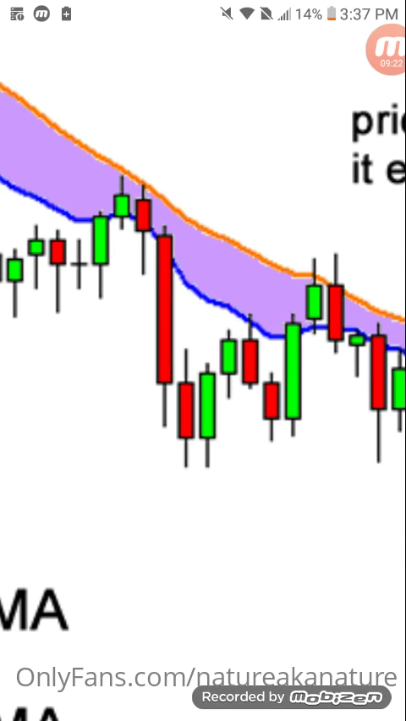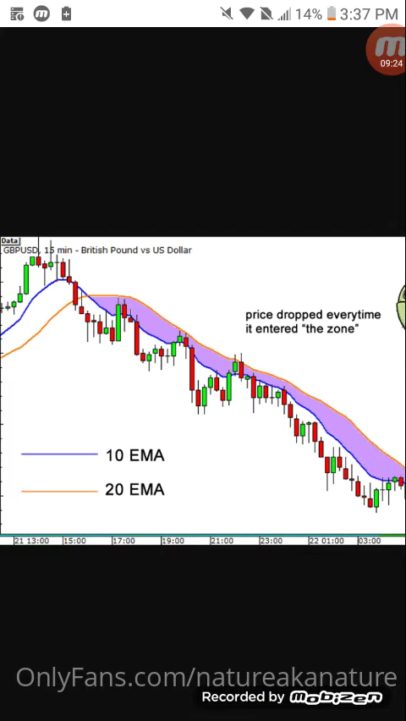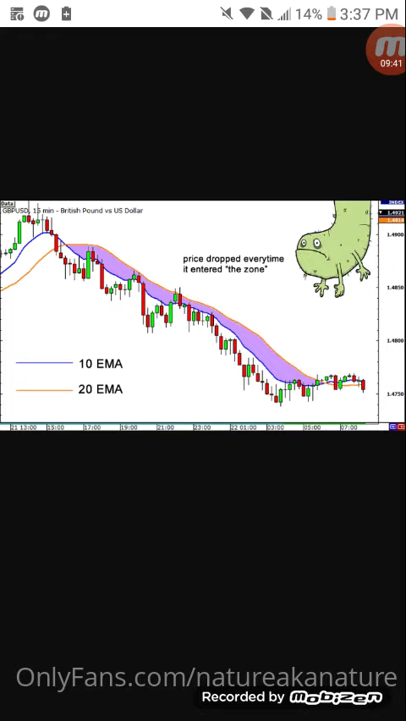So that's how you trade the moving average crossover on top of a resistance level. The moving average crossover is going to cross over at the top of resistance, and it's going to cross over at the bottom of the support level. So it's very, very important to understand.